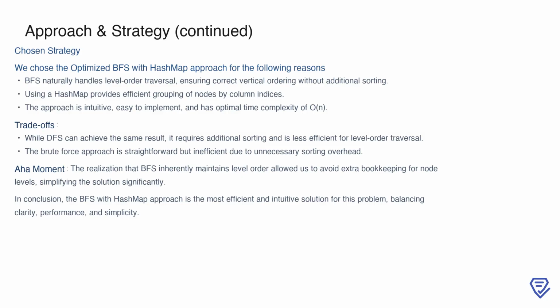While DFS could also work, it involves additional sorting to maintain level order, which makes it less efficient. Similarly, the brute force approach introduces unnecessary overhead due to sorting and manual column indexing. The aha moment came from realizing that BFS inherently preserves level order, allowing us to avoid extra bookkeeping for node levels and simplifying the solution dramatically. In summary, the BFS with hash map approach strikes the perfect balance between clarity, efficiency, and ease of implementation, making it the ideal choice for this problem.